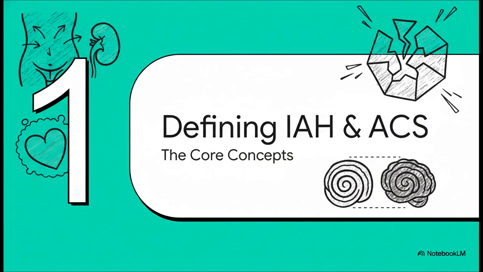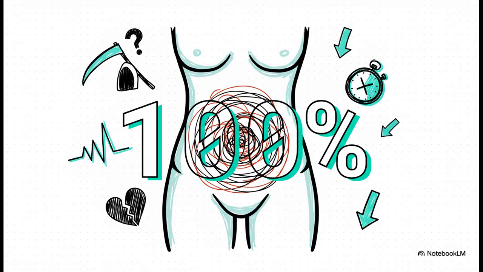Right, first things first. To really nail those exam questions, you've got to have these definitions down cold. Let's break down the crucial difference between intra-abdominal hypertension and full-blown abdominal compartment syndrome. And let me tell you why this is so critical. Untreated abdominal compartment syndrome has a mortality rate that gets terrifyingly close to 100%. This is a diagnosis we just cannot afford to miss, period.